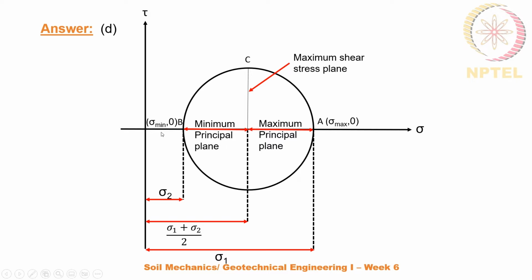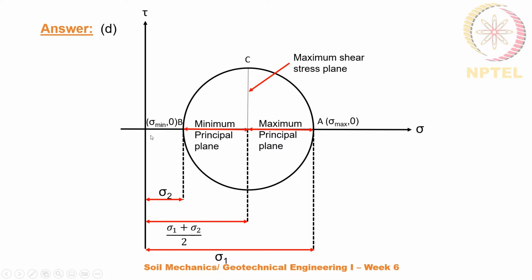That is the sigma 2 plus radius of this. That is sigma 1 minus this value, and sigma 1 minus this will give the total diameter. Half of that plus sigma 2 will give the required normal stress. That is sigma 1 plus sigma 2 by 2. Is that clear?